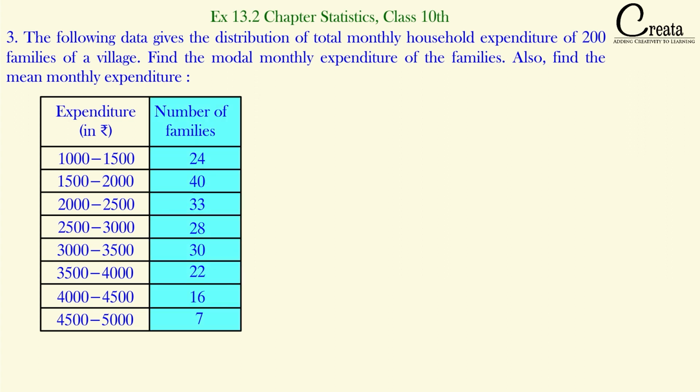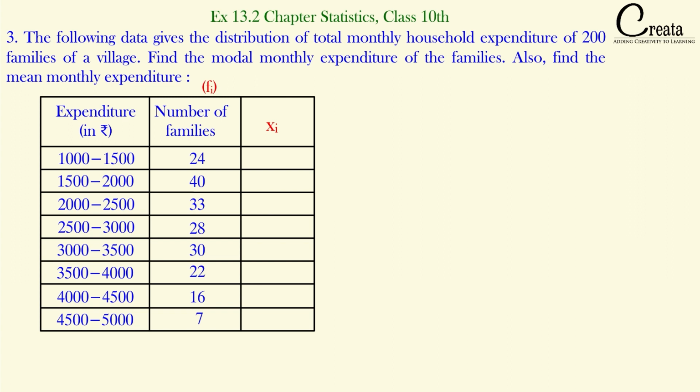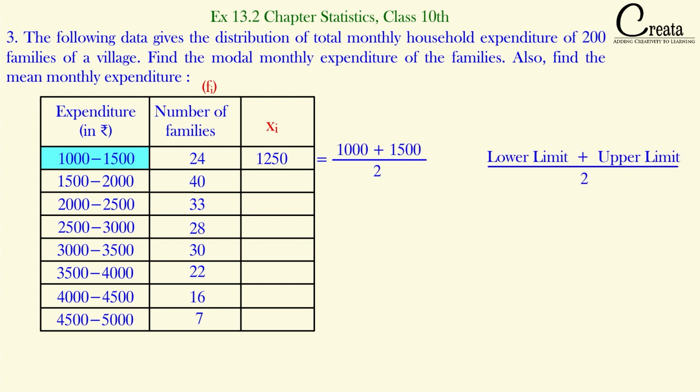Here the number of families is the frequency, that is how many times our observation is repeating. Here these all ranges are the observations. Our first step in calculating the mean is finding xi, which is the class mark. And how do we do so? We find the midpoint of the range. For example, the midpoint of 1000 to 1500 will be 1250. You can use the formula lower range plus upper range upon 2, 1000 plus 1500 upon 2, it will be 1250. Or you can observe the range and locate the midpoint.